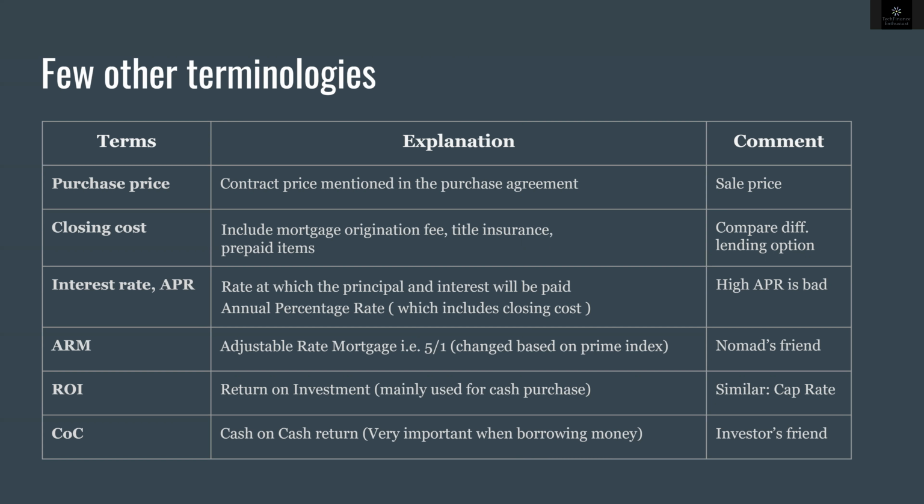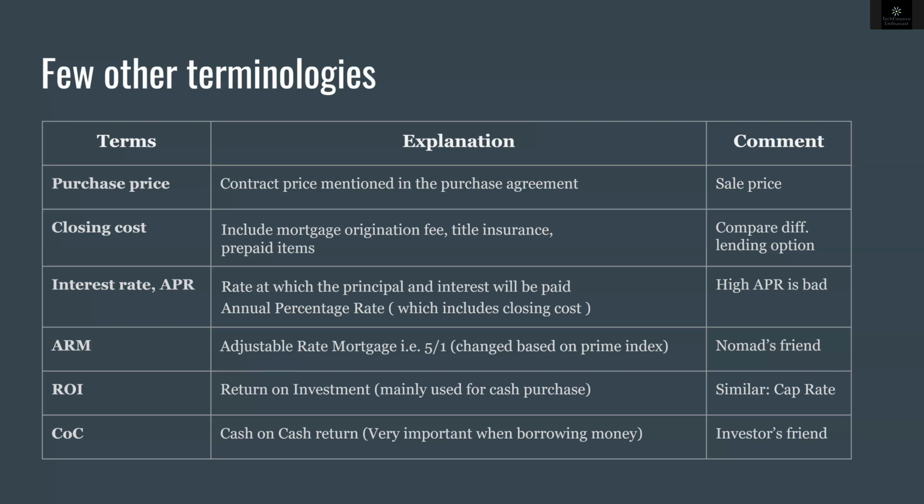So if you move around a lot, then it might be your friend. That means you don't care if it changes after 5 years, if you only live less than 5 years in a house. Then ROI means return on investment, mainly used for cash purchases. So if we invest in rental properties, we want to find out how much return we are getting based on our investment amount. Sometimes it's similar to cap rate, we'll talk about that in a later video. And COC, that is called cash on cash return.